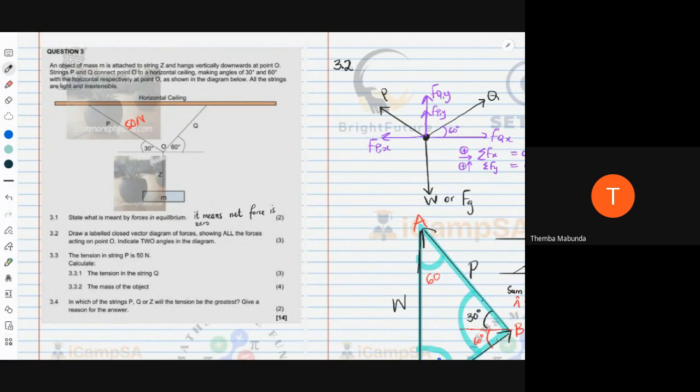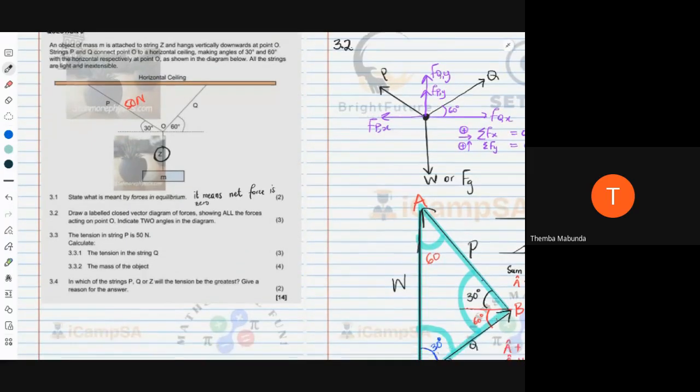Mainly because Q has a bigger angle. So my logic says if Q has a bigger angle, it means its components, since its components must still make sure that this thing is at equilibrium. So since it has a bigger angle, it will likely have smaller components. So it had to compensate for that, it will have to have a larger tension. But that's just my logic. But if we calculate it, I think we might find that Z will have the highest tension.